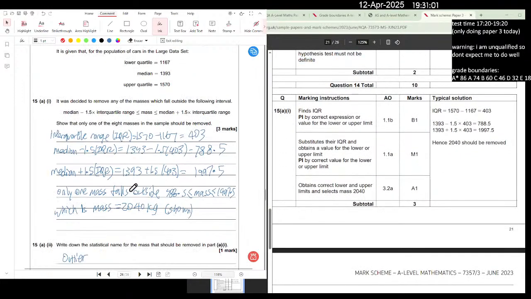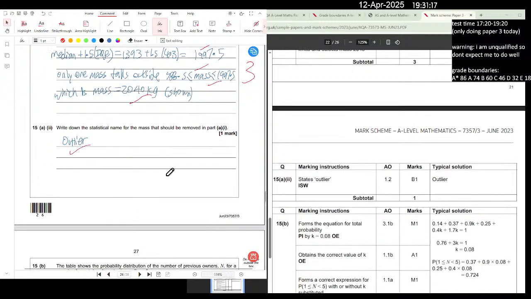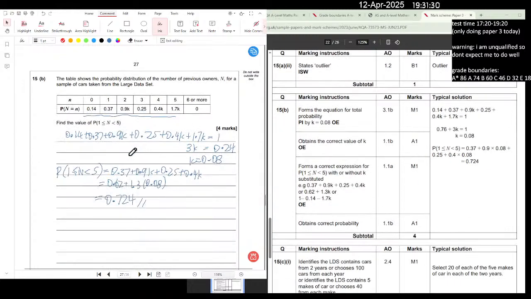Okay. Yeah, IQR is that. Then these two and 2040. States outlier. Yes! I got the correct word. Yes! I am so good. Okay. Yep, forms the equation k equals 0.08 and 0.724.